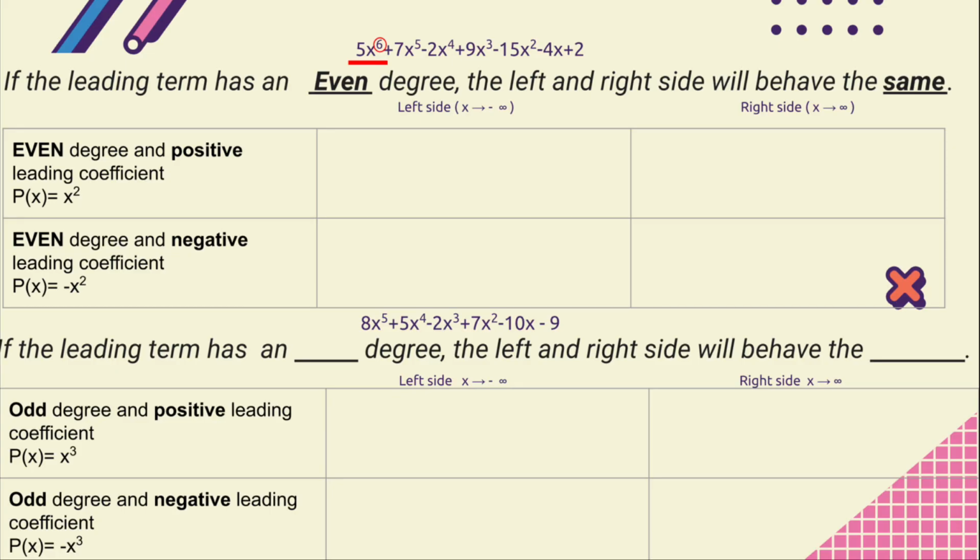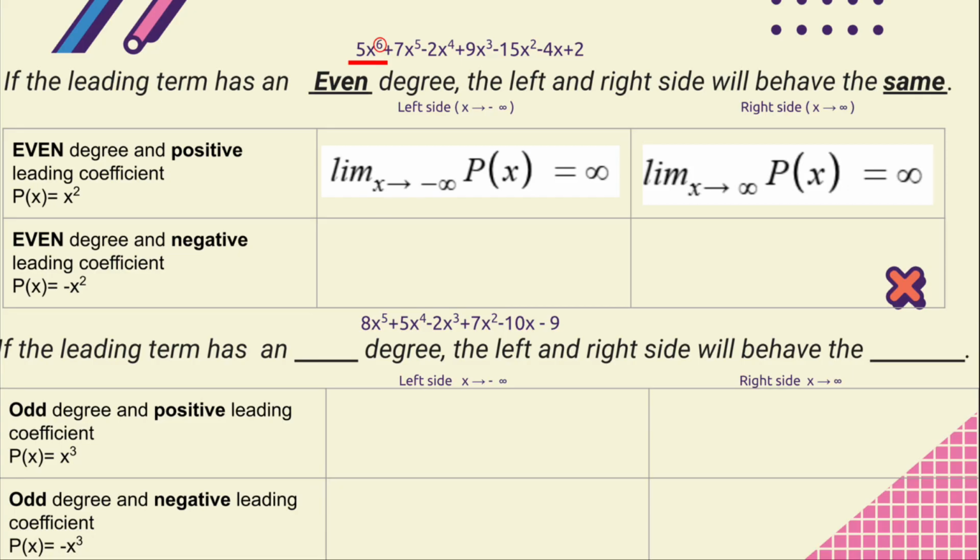Even degree and positive leading coefficient, an example of this would be p of x equals x to the second power. It would be the limit as x approaches negative infinity, the left side, p of x, our function, equals positive infinity, the y values. And for the right side, the limit as x approaches positive infinity, p of x equals positive infinity.